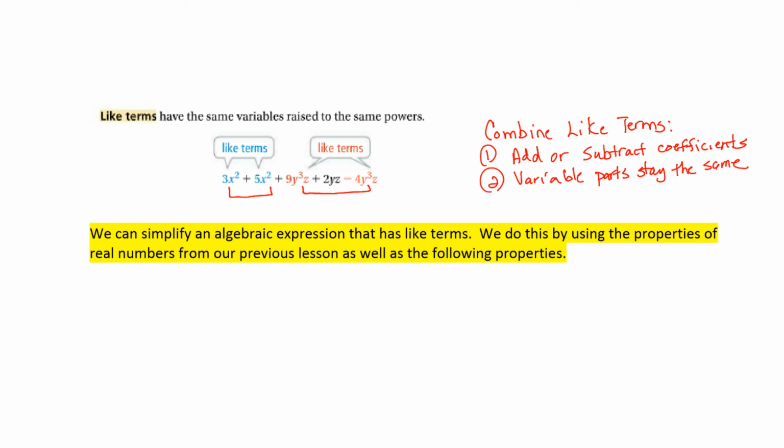So if I was simplifying this expression right here, in the like terms 3x squared and 5x squared, I would add the 3 and the 5, and I would get 8x squared. Then I would take the 9y cubed z and minus 4y cubed z, which would give me a positive 5y cubed z. And then the 2yz just stays as it is. There's nothing to combine it with.